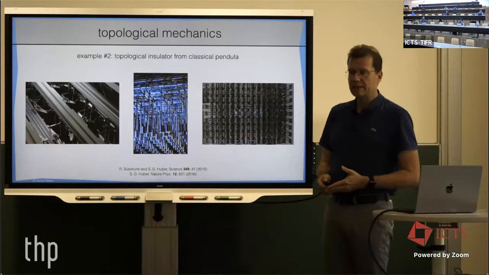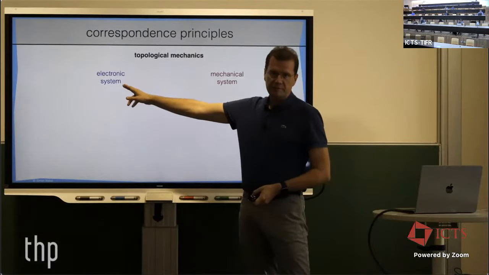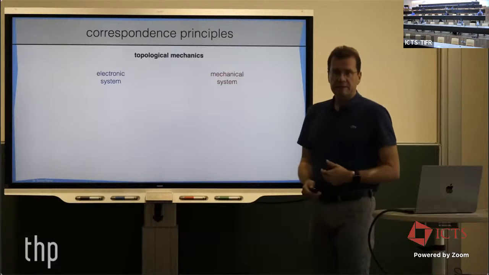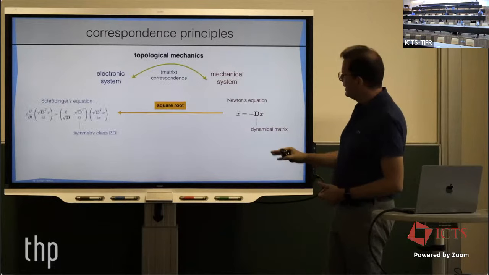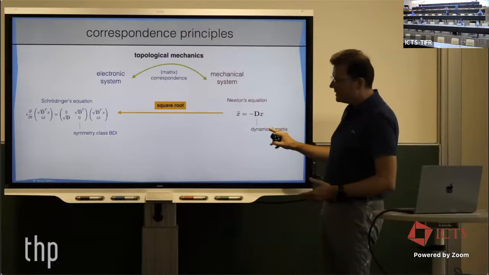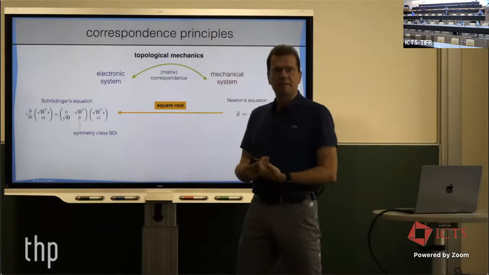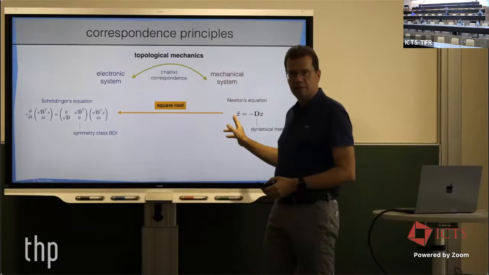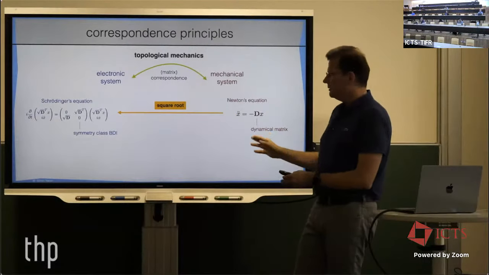So how does topological mechanics work on a conceptual level? We connect the physics of an electronic system to that of a mechanical system. The way this is done in topological mechanics is via a matrix correspondence. It works in the following way. You look at the mechanical system and the Newton's equation that describes it, and you take from the dynamical matrix in the Newton equation the square root, which you then plug into the Schrödinger equation of the electronic system, and thereby make this connection between Schrödinger's equations and Newton's equations, between a matrix square root and the original matrix itself.